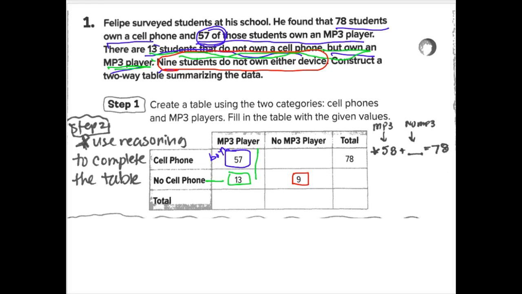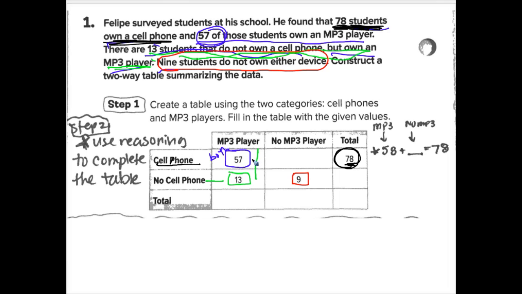Okay. Our total, 78 kids, and that tells us right here. 78 students own a cell phone. Cell phone, 78 total own a cell phone. So we need to fill in these missing blanks.